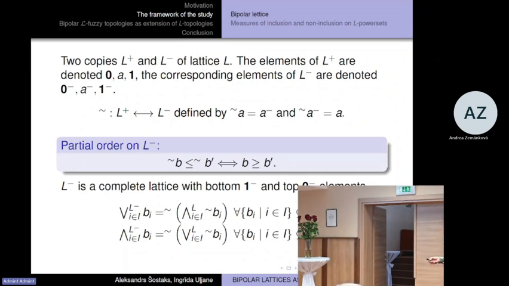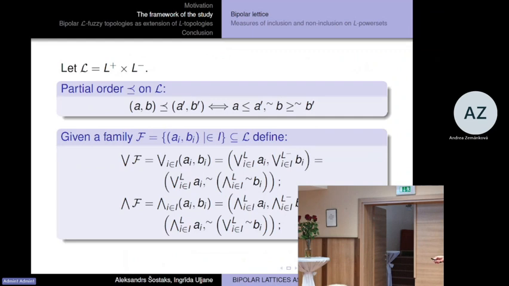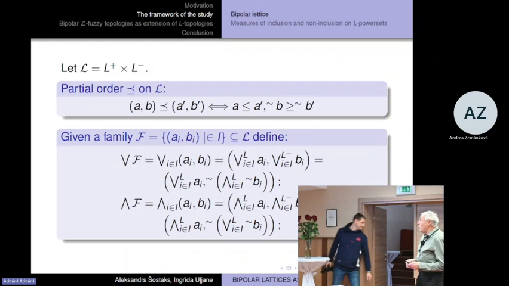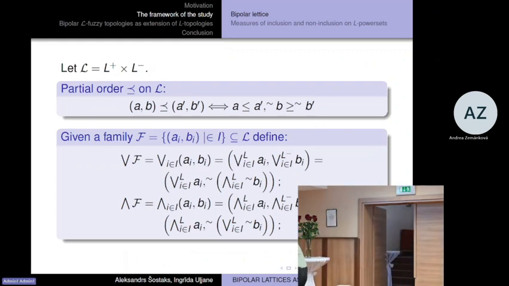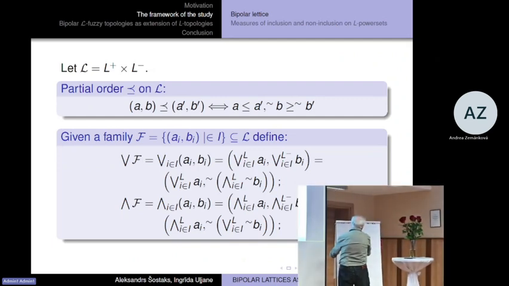Further, we unite these two different lattices as a product. So now we have two lattices, and they look like this: L plus, and here L minus. And the order is such that if here is some element A, B, then this will be larger than this, and this will be smaller than this.